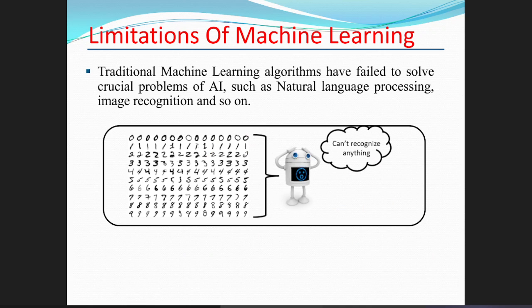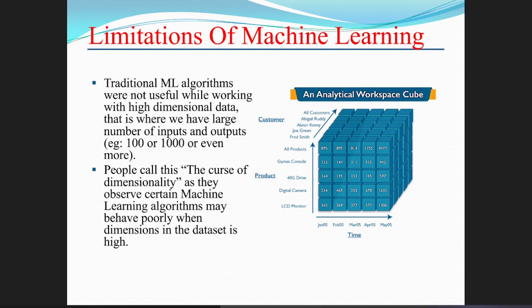Okay. Now coming to the limitations of machine learning. Machine learning has some limitations, right? Whenever we have a large amount of data, or the data is of higher dimension, it is not recognizable by machine learning algorithms. In that case, we switch to deep learning algorithms, right? Fine. So the limitation of machine learning is that traditional ML algorithms were not useful while working with high dimensional data, where we have a number of inputs and outputs of 100,000 or even more.